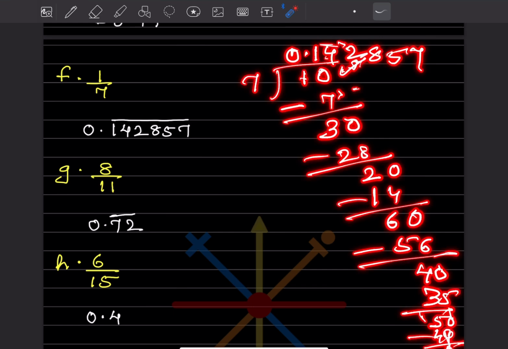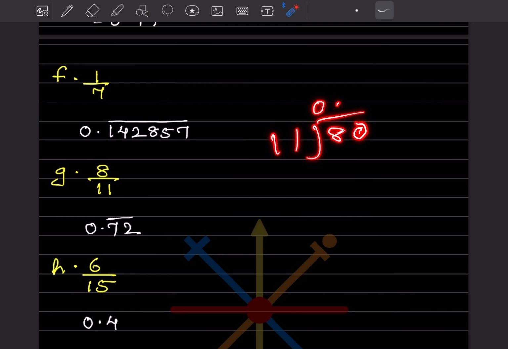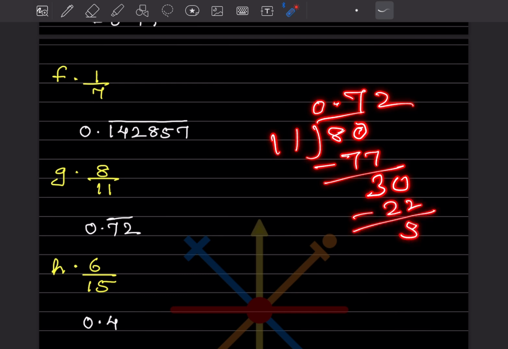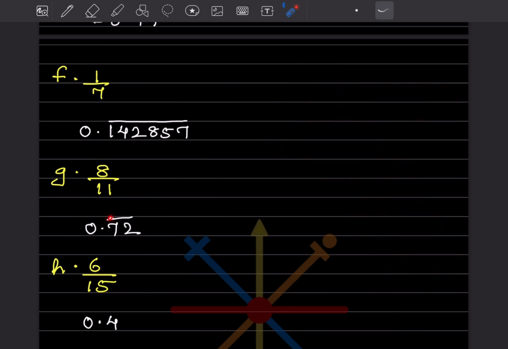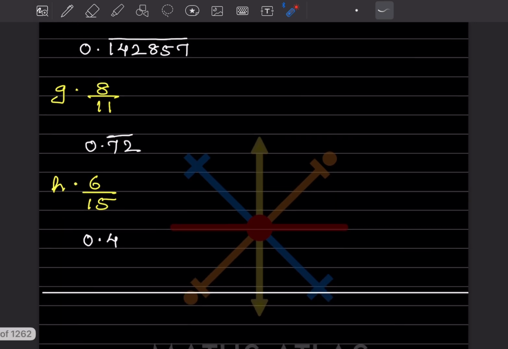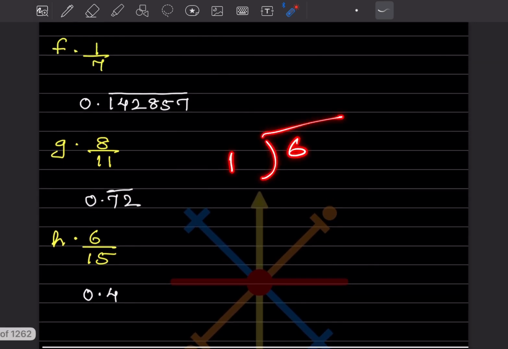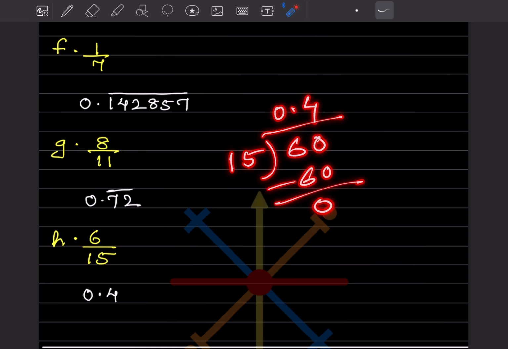So for this whole thing we are going to put a 0. So this will be 0.7, here will be 3, 2s are 22. Again what happens here, you can see this keeps on repeating, 7 to 7 to keeps on repeating. So for the repeating digits 7 and 2, we are going to put a bar over here. Now 6 by 15. So this is going to be 0.4.